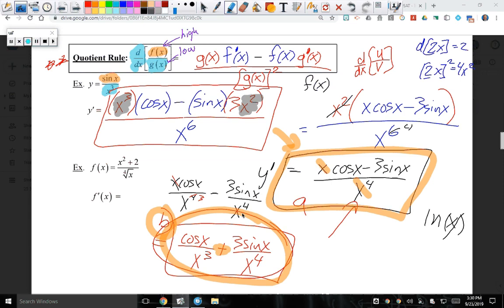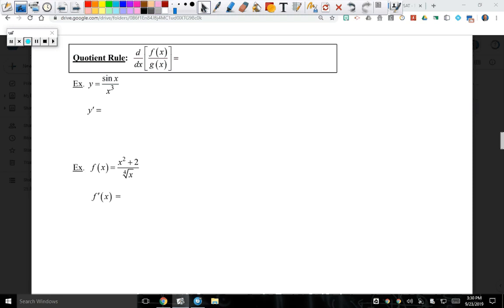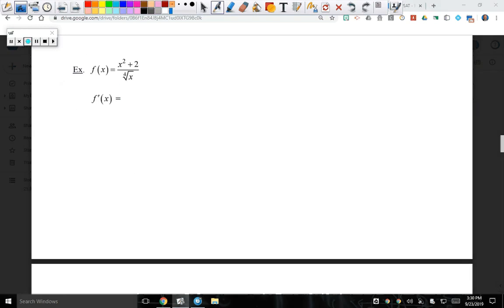Alright, here we go. Next one. I have f of x equal to the following, and I want to take its derivative. Any suggestions on where I should start? Brian: Move the x to the negative 4 up so it's like x to the 6th on top. Okay, here we go.